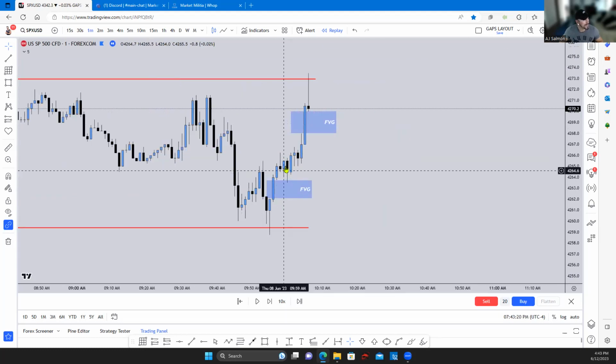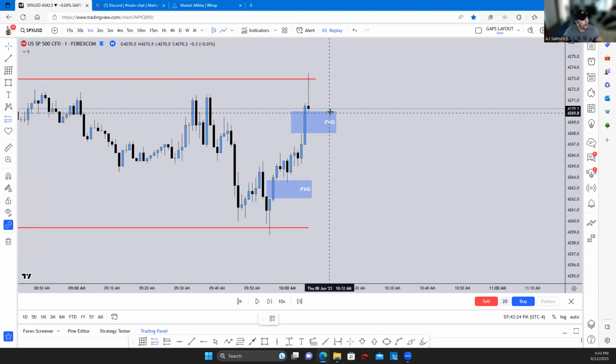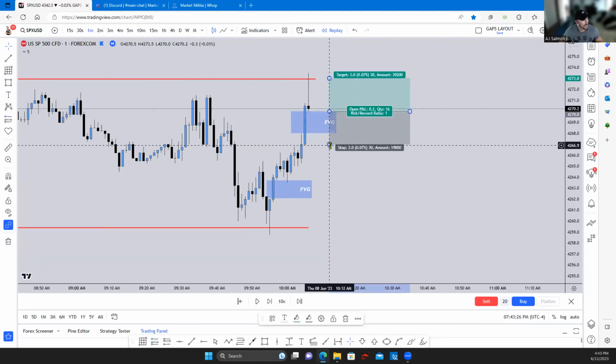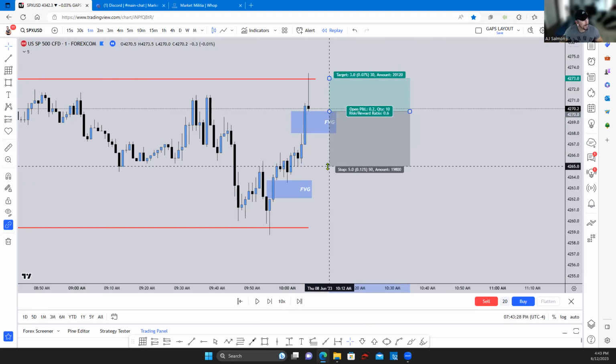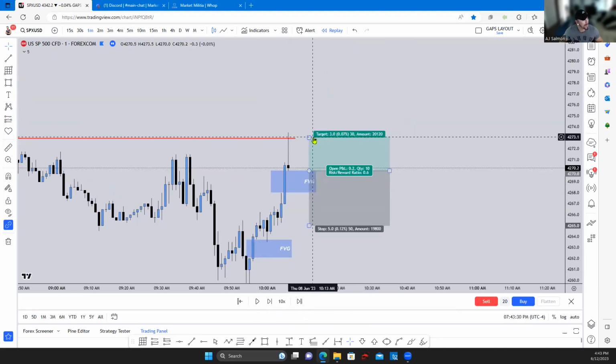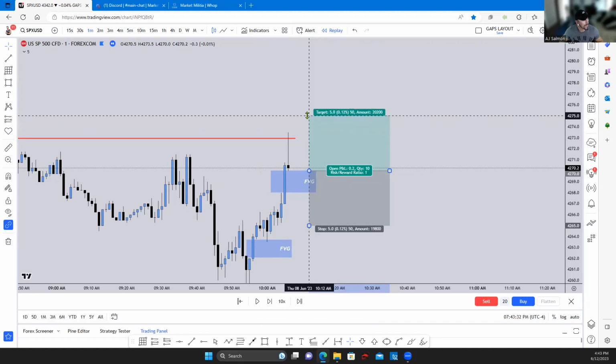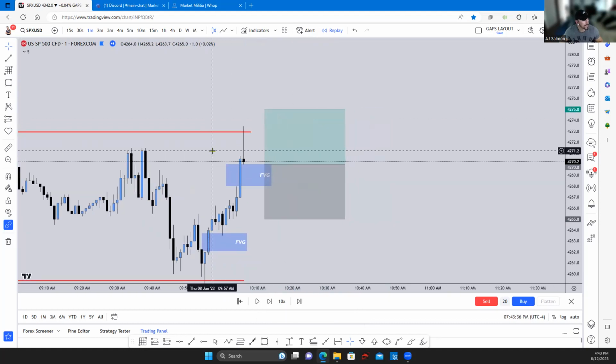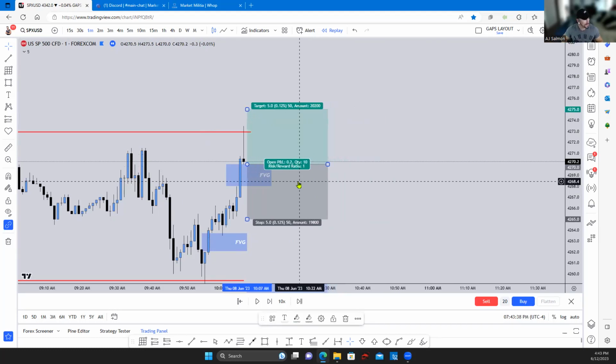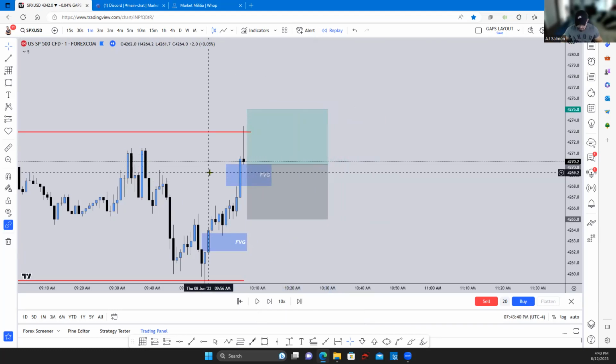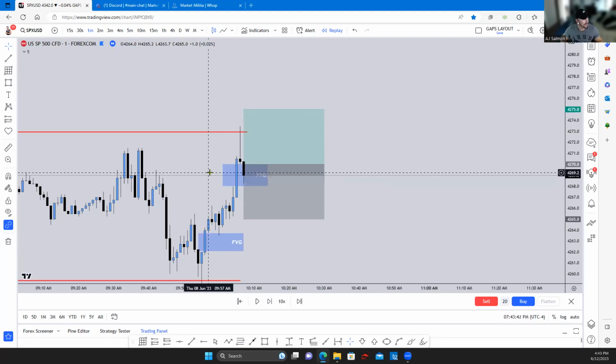So if you didn't get in down here right at the beginning of the session, there's a gap there. We'll enter our long here. Again, stops at 5 and our take profit at 5 for a 1-to-1. Okay. So let's see if we get tagged. We get tagged in here. Move over, tagged in there.